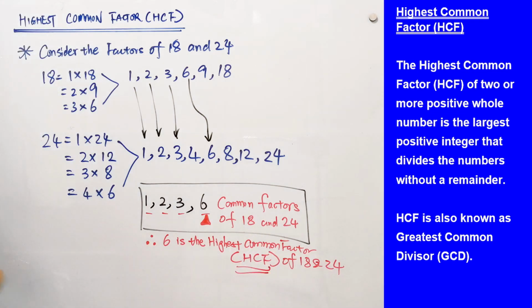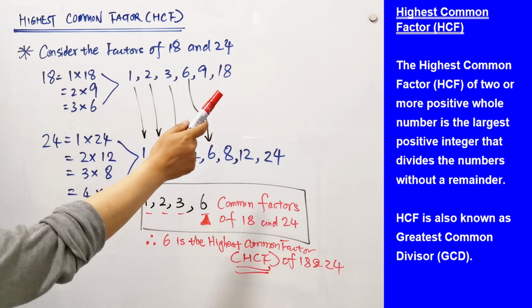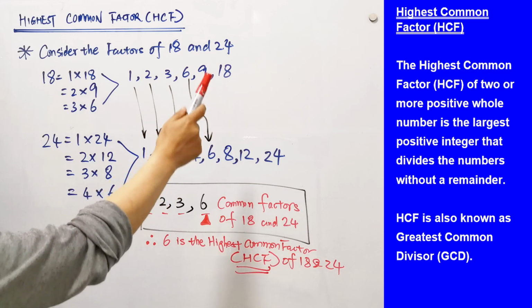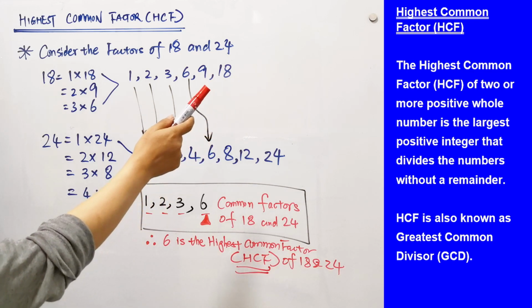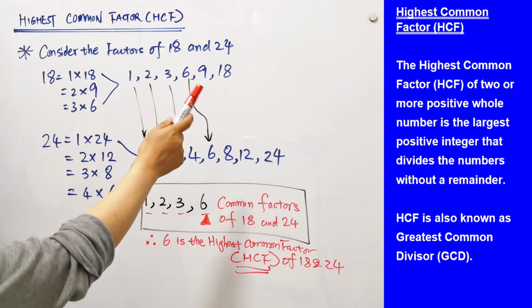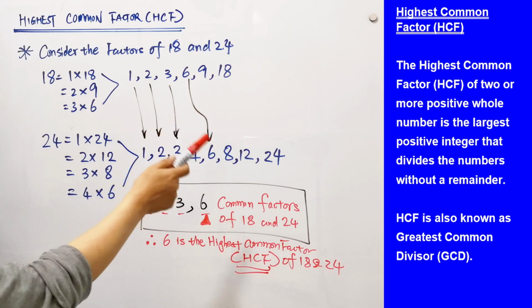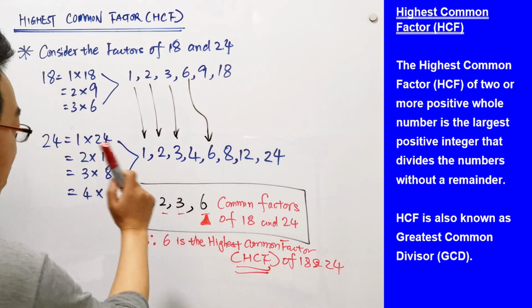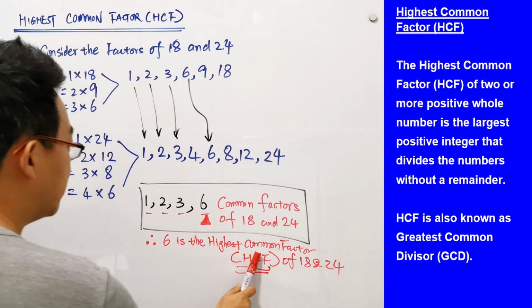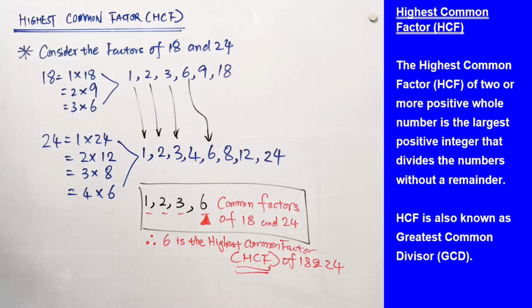Okay, now we give the definition for the highest common factor, HCF. How do we define that? The highest common factor, HCF, of two or more positive whole numbers is the largest positive integer that divides the numbers without a remainder. Okay, without a remainder. So in this case, 6 is the highest common factor, HCF, of these two numbers, 18 and 24.